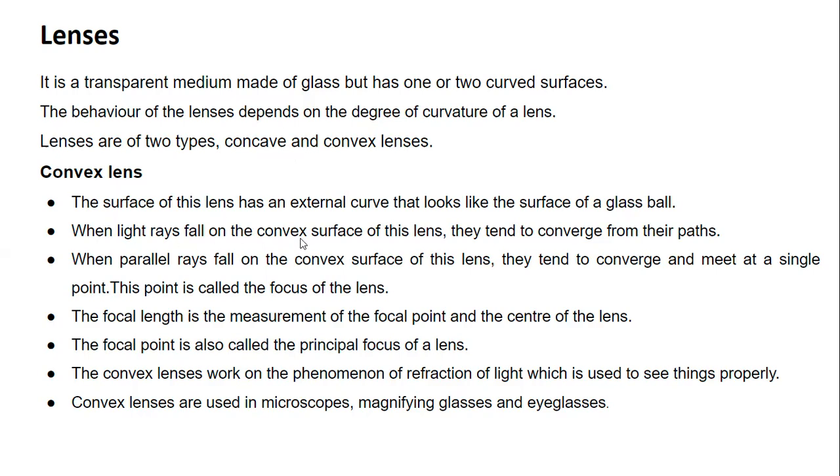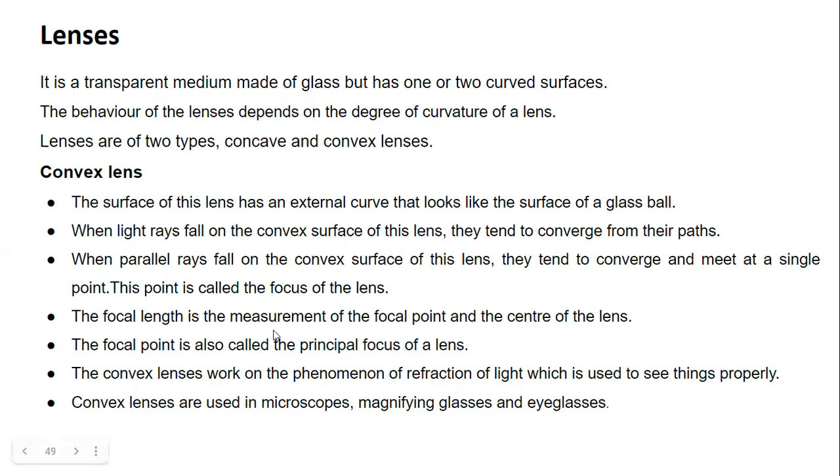When light rays fall on the convex surface of this lens, they tend to converge from their path. When parallel rays fall on the convex surface of this lens, they tend to converge and meet at a single point, which becomes known as the focus of that lens. Again, the focus of the lens depends upon the diameter of the lens. Where your point of focus is located depends upon the diameter of the lens.